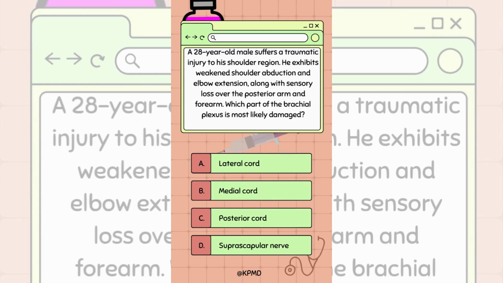A 28-year-old male suffers a traumatic injury to his shoulder region. He exhibits weakened shoulder abduction and elbow extension, along with sensory loss over the posterior arm and forearm. Which part of the brachial plexus is most likely damaged? The answer is C, posterior cord.